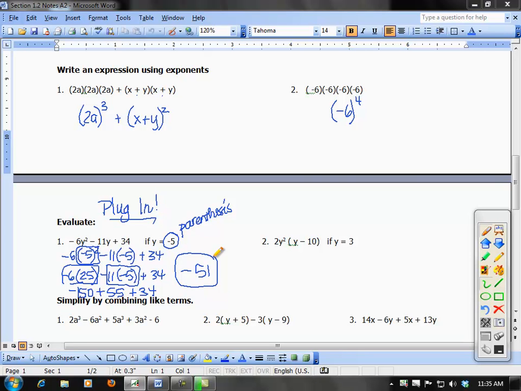Second one, again, plug in a 3 for every y. So 2 times 3 squared and 3 minus 10. Well, this is parentheses, which actually means do something with it. So this says take 2 times 3 squared and multiply it by a -7. Let's do our exponents next. 3 squared is 9. I'm going to move this over here.